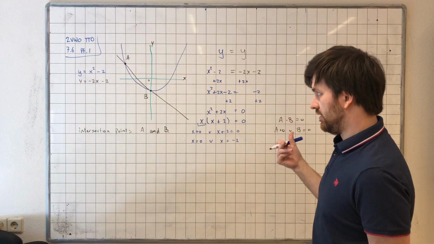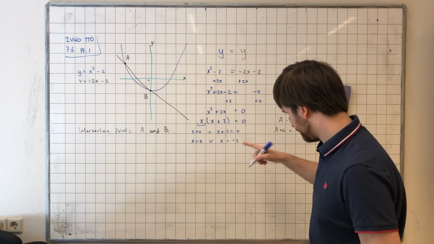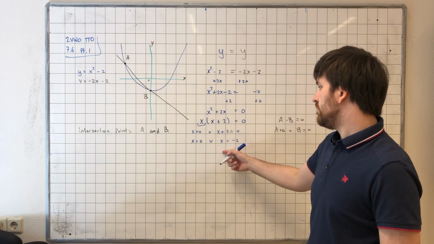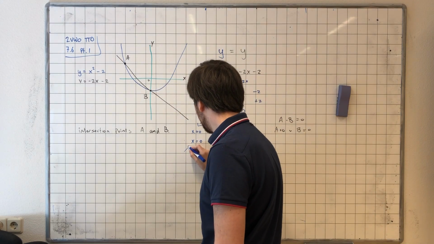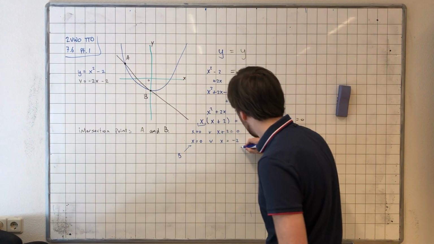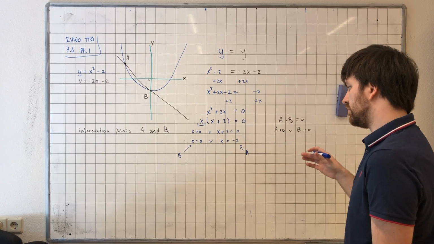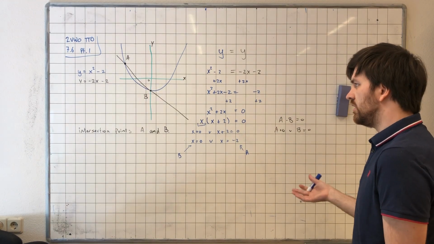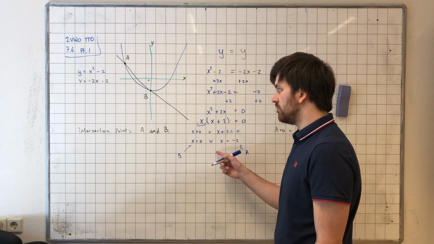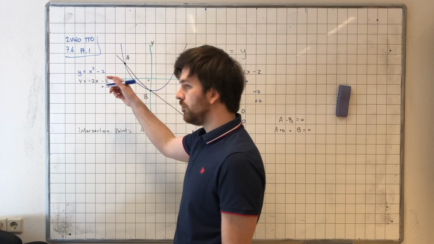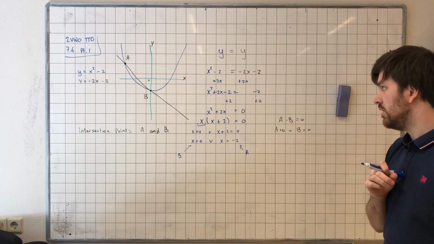Now we have to think, and for some of you that might be obvious, which of these two belongs to A and which one belongs to B? Obviously this one belongs to B, and this one belongs to A. But we're not done yet. We want to know the coordinates. We don't want to know just the x values. We do need them, but that's not everything that we want. So now we're going to fill in both of these numbers into one of these two formulas. Which formula, you might ask? It doesn't matter because both of them will give you the same answer.